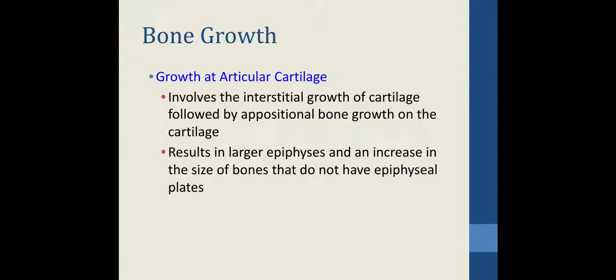So we also have that articular cartilage. It is what is at the end of the bones for our joints, and it's involved in the interstitial growth of cartilage followed by appositional growth of bone. What that means is that you get these epiphyses that increase, but the size of the bones that don't have this epiphyseal plate. So you're getting a larger top structure, but not changing that epiphyseal plate.